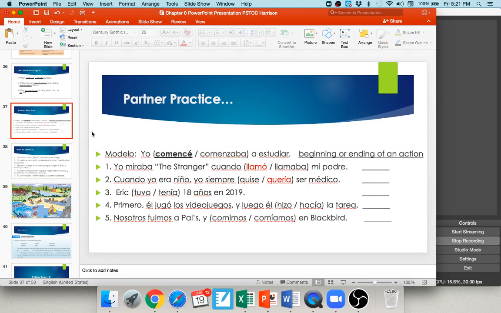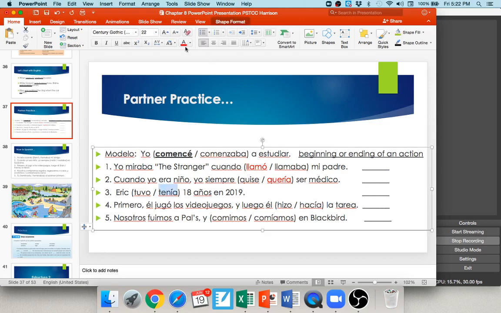Okay, now that you got a second to try these, number 3 says that Eric tuvo or tenía 18 años en 2019. So Eric was 18 in 2019. We're talking about Eric's age. Age is imperfect. We should say tenía. My reason would be age.